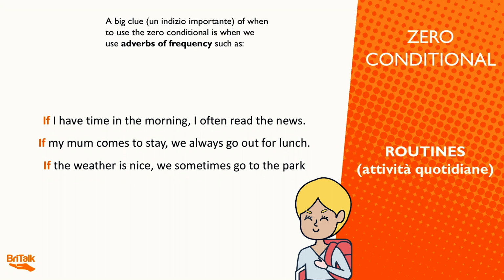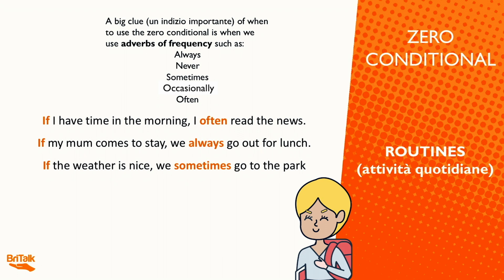A big clue, un indizio importante, of when we use the zero conditional is when we use adverbs of frequency, such as always, never, sometimes, occasionally, and often. So if you want to create a conditional with an adverb of frequency, you will probably need the zero conditional. So here we have, I often read the news, we always go out for lunch, we sometimes go to the park.